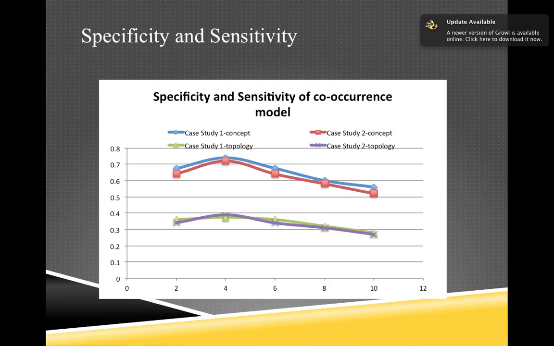I increased the fixed window size from 0 to 2, and I see the similarity values change. You can see here from 2 to 4, the similarity value increases, then it decreases. Based on this figure, I can see that 4 is the appropriate window size for the co-request model to detect the relations between different concepts. It is better for the specificity and the sensitivity.